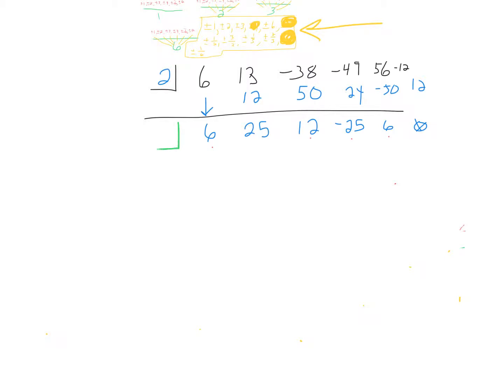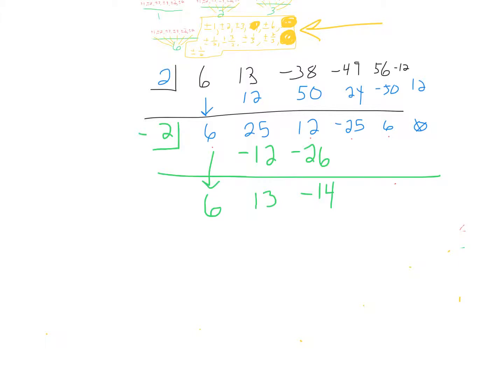In this case, I'm going to put a -2 in the box again because I know what the answer is. Otherwise, you're going to have to guess and check with the factors you now have to work with. So we bring this down. So it's going to be 6. -2 times 6 is -12. So that's going to give me a 13. -2 times 13 is -26. So that's going to be a -14. -2 times -14 is +28, which gives me a 3. And -2 times 3 is -6, so it gives me a remainder of 0.